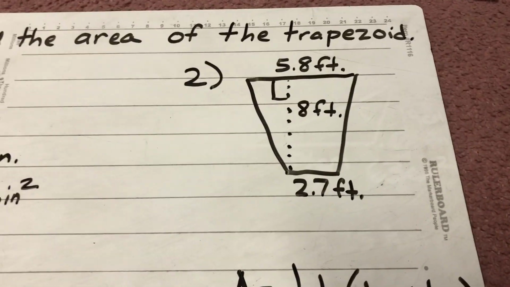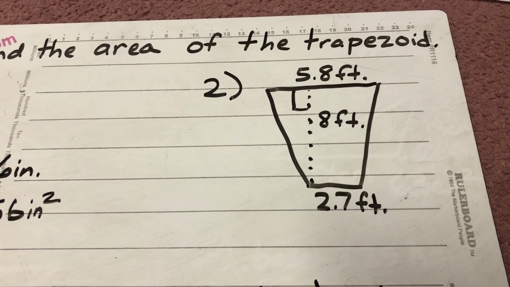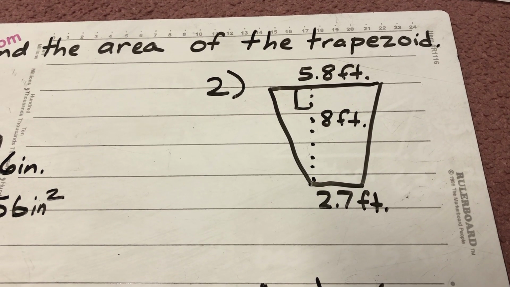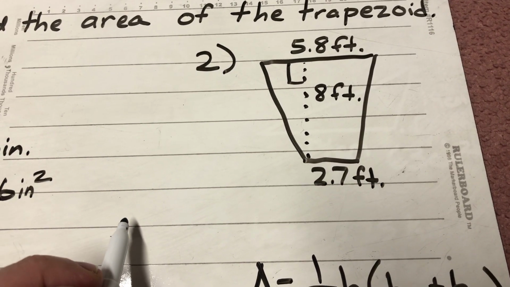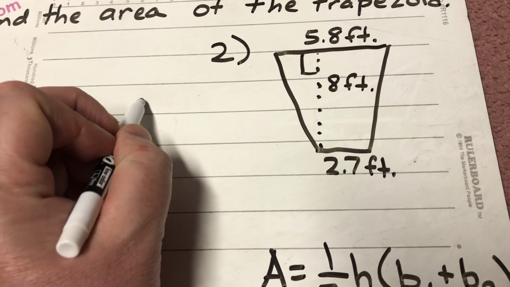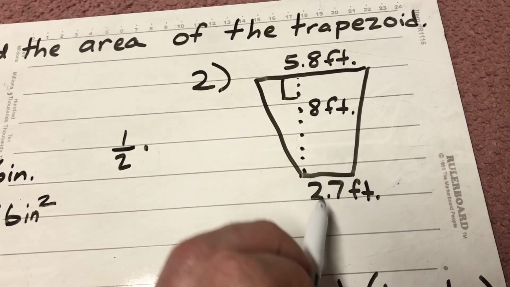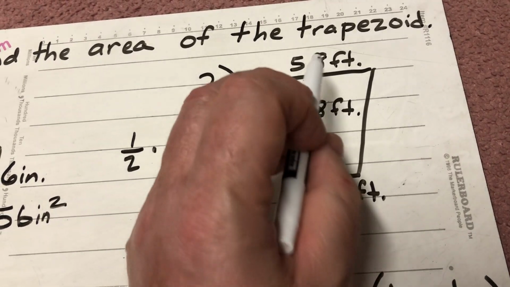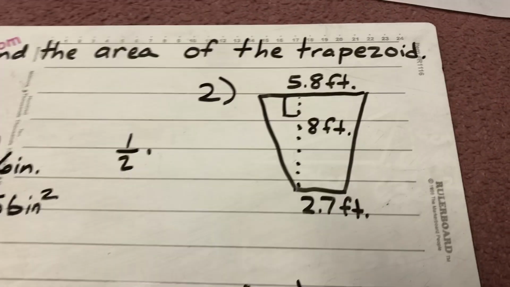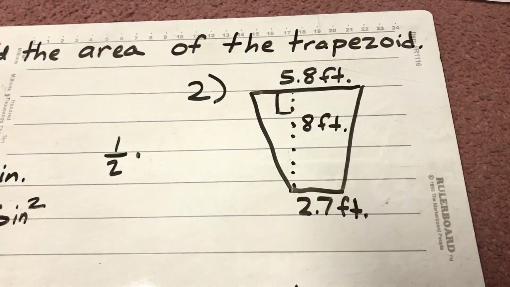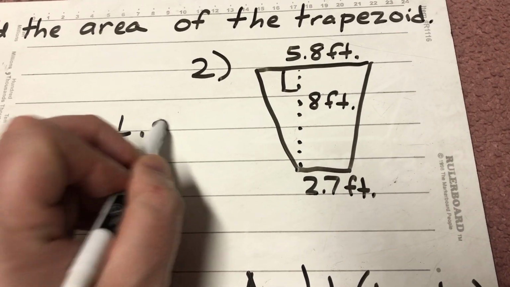When I go to this one, 1/2 the height times base 1 plus base 2. Well, 1/2 times my height. Now this is going to be my two bases because it's the top and the bottom that are parallel. In number 1, it was the left and the right that were parallel. In number 2, it's the bottom and the top that are parallel. So my height is 8, so 1/2 times 8.